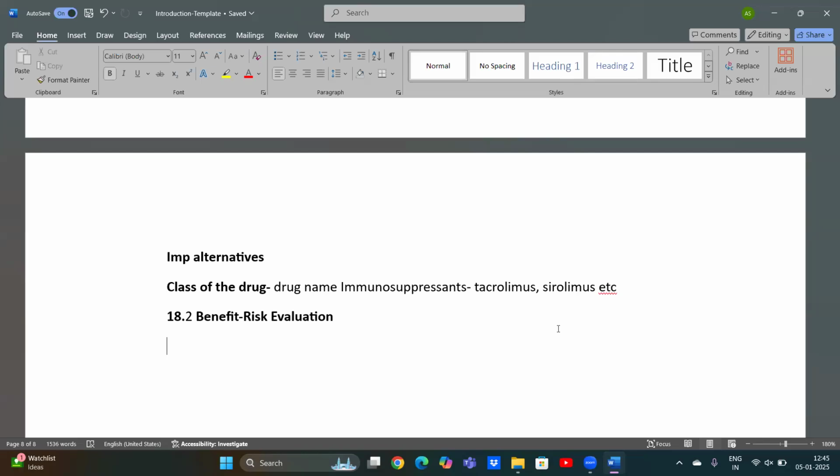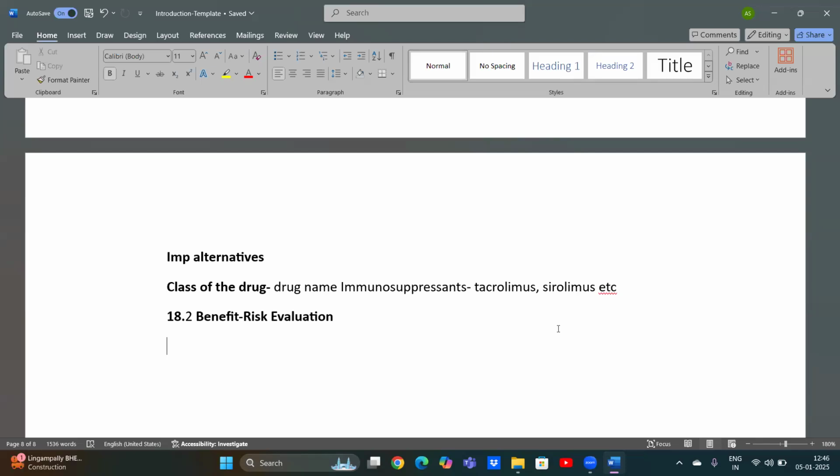Will there be some method to evaluate this benefit risk? Will there be some formula or method to evaluate this? Yes, no, maybe. Tell me your thought process on this. There must be some method to identify the benefit risk evaluation, I think so. Okay. So ideally, there is no such method or formula to identify this.